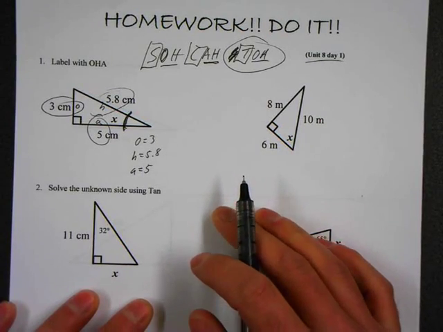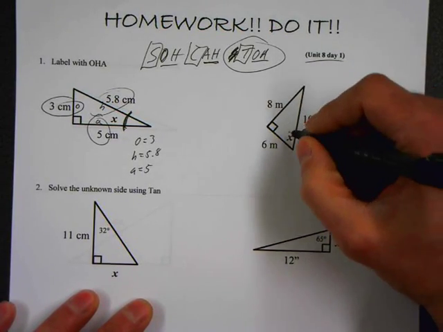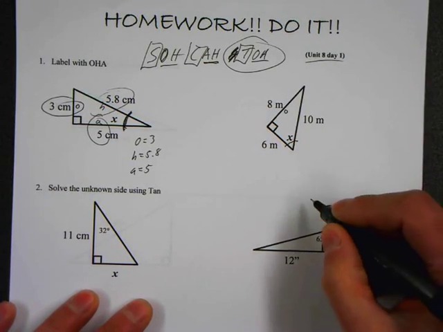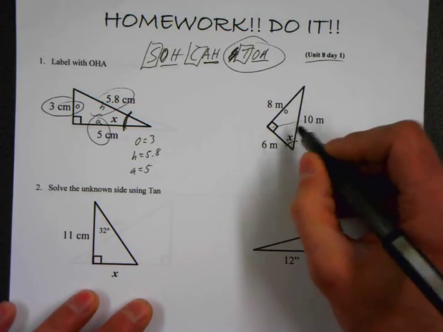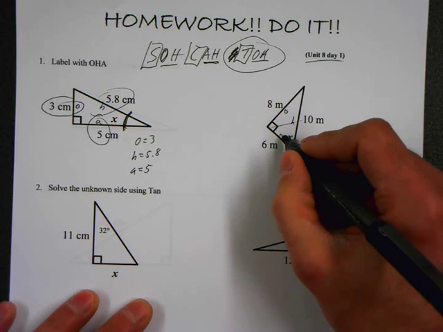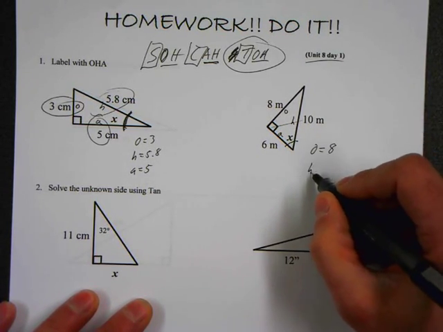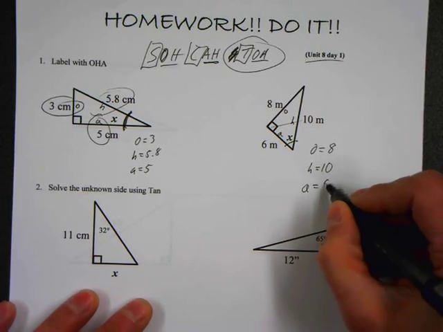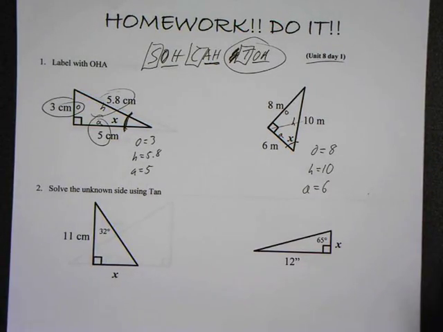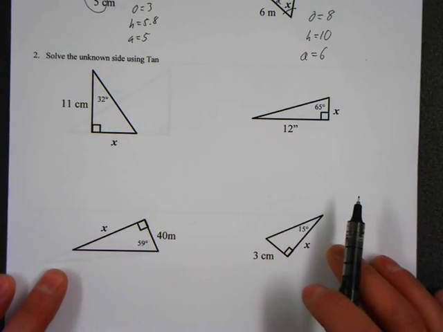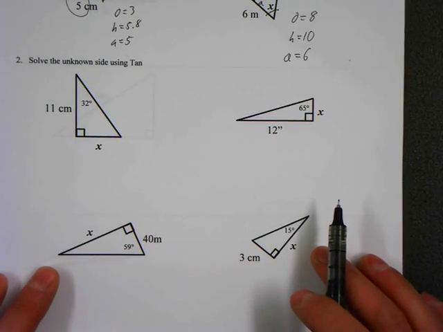You need to know that O means opposite to the angle. So given this angle, I'm going to go opposite to it, which is over here. This side is your hypotenuse because it's across from the right angle, which leaves this to be the adjacent side. So O is equal to 8, H is equal to 10, A is equal to 6. Done. So that is your first question. Second question. Solve the unknown side using tan.